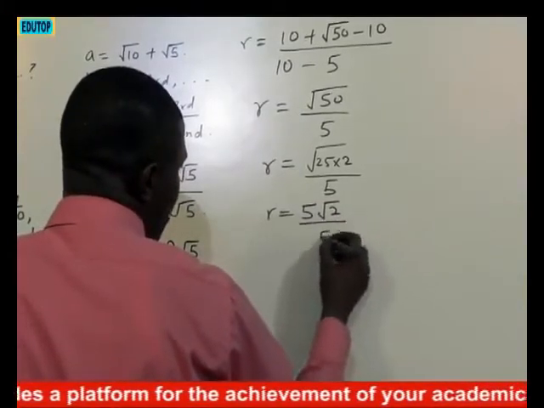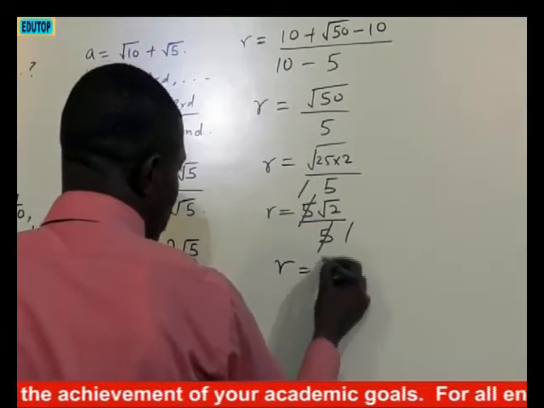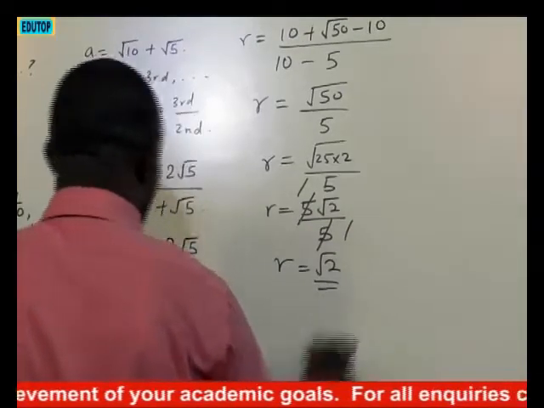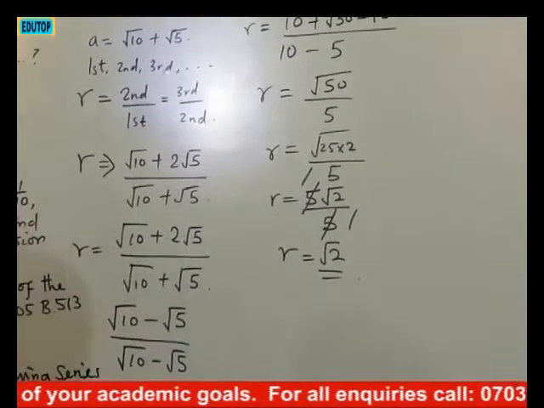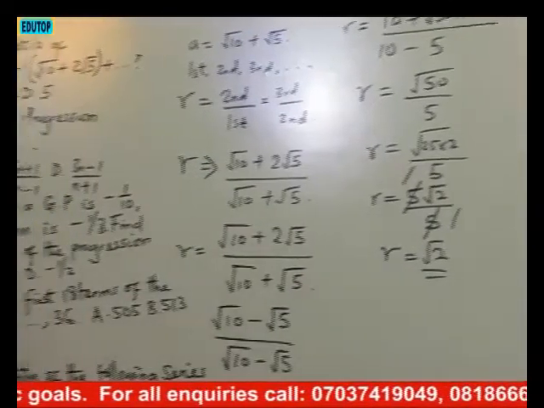2 over 5. 5 here 1, 5 here 1. So our R will definitely be what? Root 2. So we go to our options and see the one that matches this. Our common ratio is root 2. So that is option A.